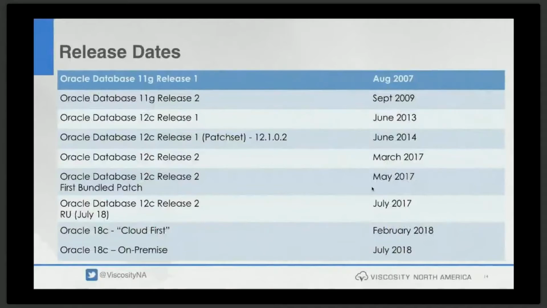And so both 12.2 as well as 18C was born in the cloud, or what they say is cloud first. So all of Oracle's future direction is that every new release of Oracle is going to come out in Oracle Cloud first. And eventually, from the looks of it, it's going to be anywhere between 5 to 6 months. At least that's been the pattern with 12.2 and 18C. It becomes available to the rest of the community.